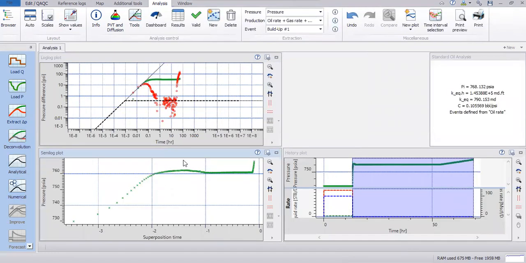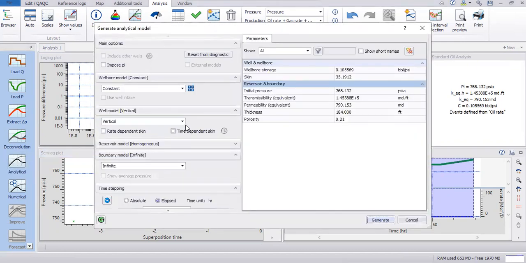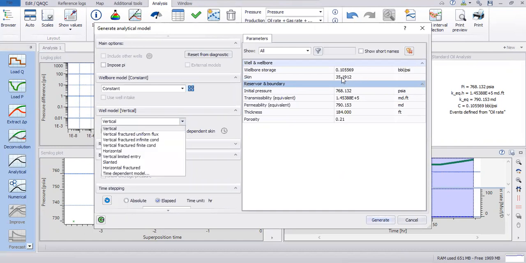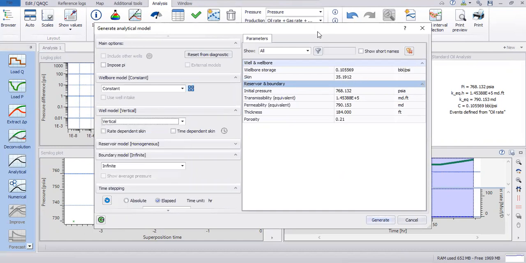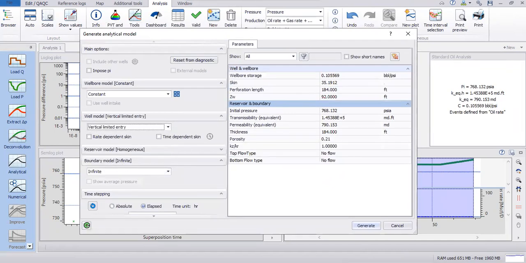Okay, so yeah, you can see a hump here and a pressure increase here, which is not correct, but let's just neglect it in our analysis. So I'm going to use analytical. Skin is high. Wow. Vertical limited entry. And for the property, the perforation length is only 6 feet. ZW 156.